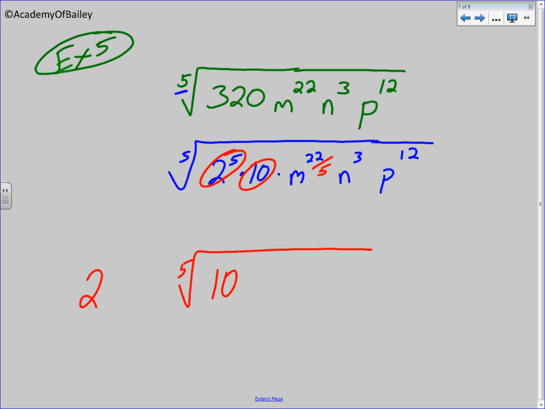M to the 22nd. Well, since it's 5th root, 22 divided by 5 is 4 2/5. So m to the 4th power outside, there was a remainder of 2. The 5th root of n to the 3rd power, you can't pull anything out because 3 divided by 5 leaves a remainder of 3. And then p to the 12th power here, how many times does 5 go into 12? That would be p to the 2nd power, and the remainder is 2. So there we go, we've just simplified that one.